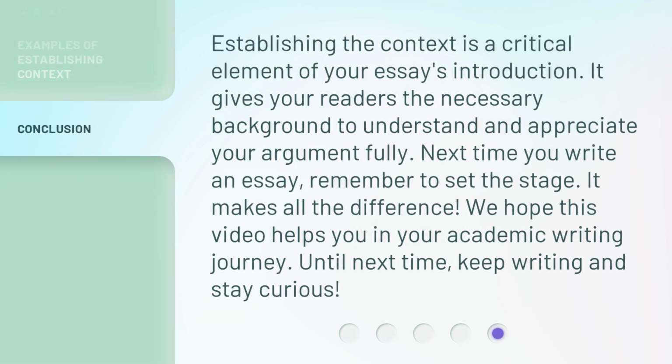Establishing the context is a critical element of your essay's introduction. It gives your readers the necessary background to understand and appreciate your argument fully. Next time you write an essay, remember to set the stage. It makes all the difference.